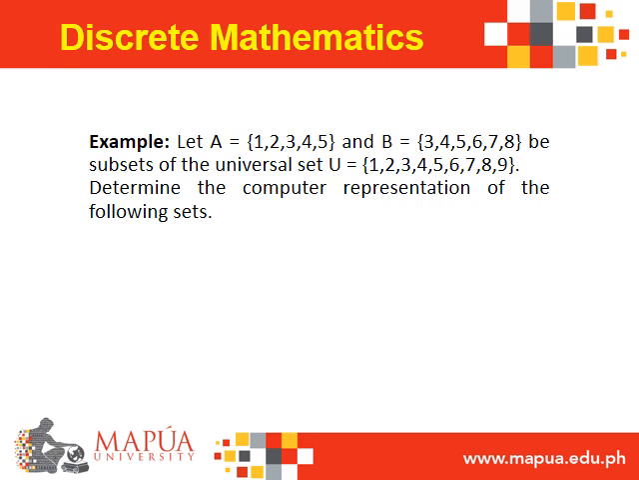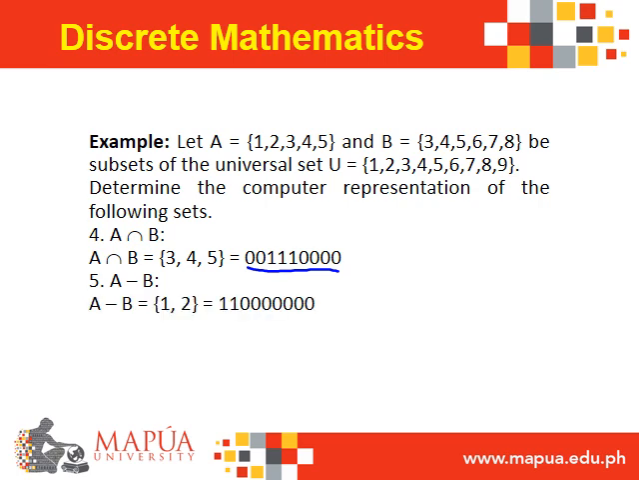The computer representation now for the intersection of the sets A and B would be equivalent to this bit string, since we know that the elements of your intersection set would only be 3, 4, and 5. The set difference A minus B would now have this corresponding bit string, because we know that the elements would only be 1 and 2. And for B minus A, it would now be this bit string, because we know that the elements inside your set are simply 6, 7, and 8.